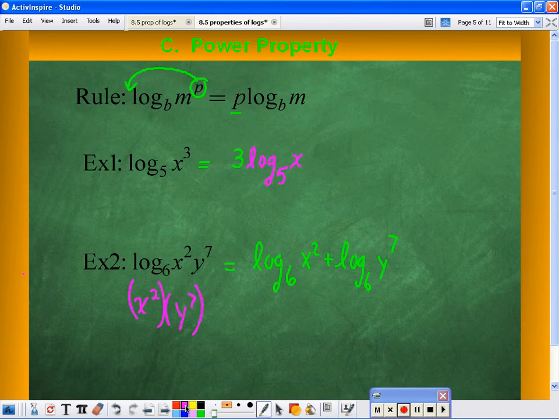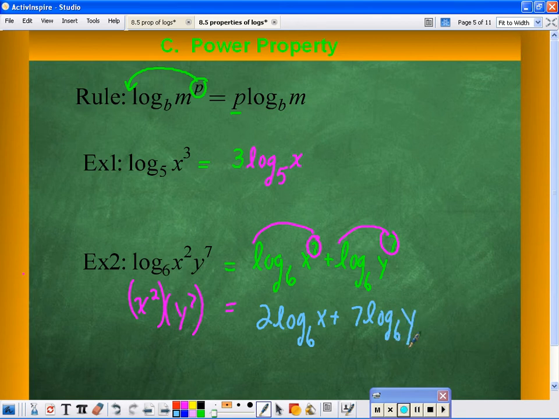Then all you have to do after you get the addition is take your power rule and transfer all of those to the front. So it would look like this: 2 log base 6 of x plus 7 log base 6 of y. And there you go.